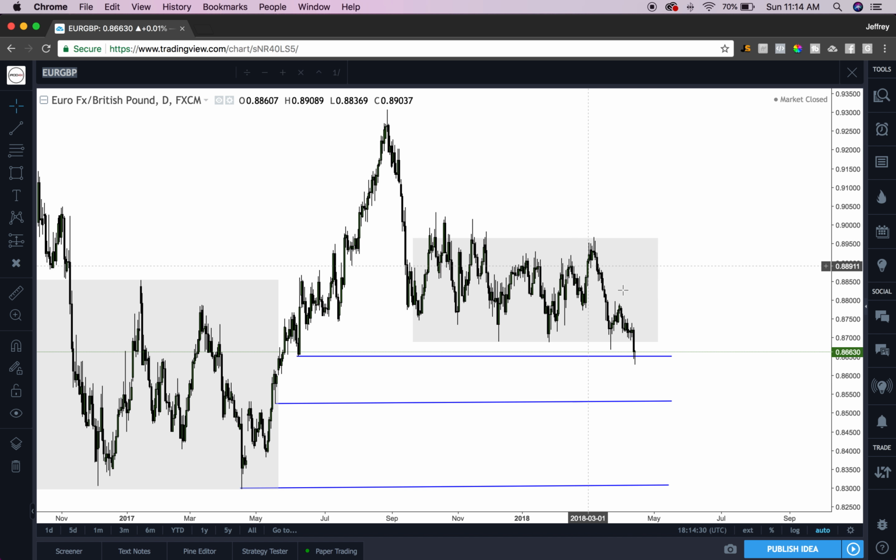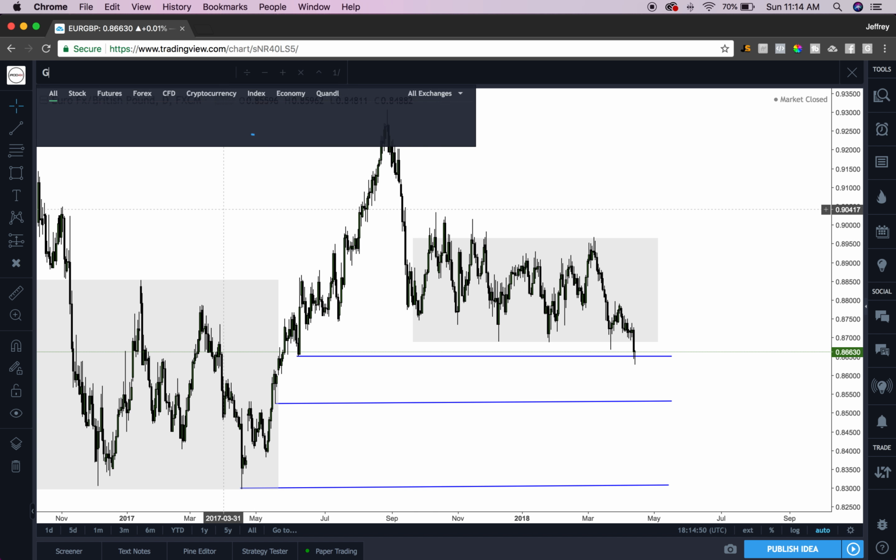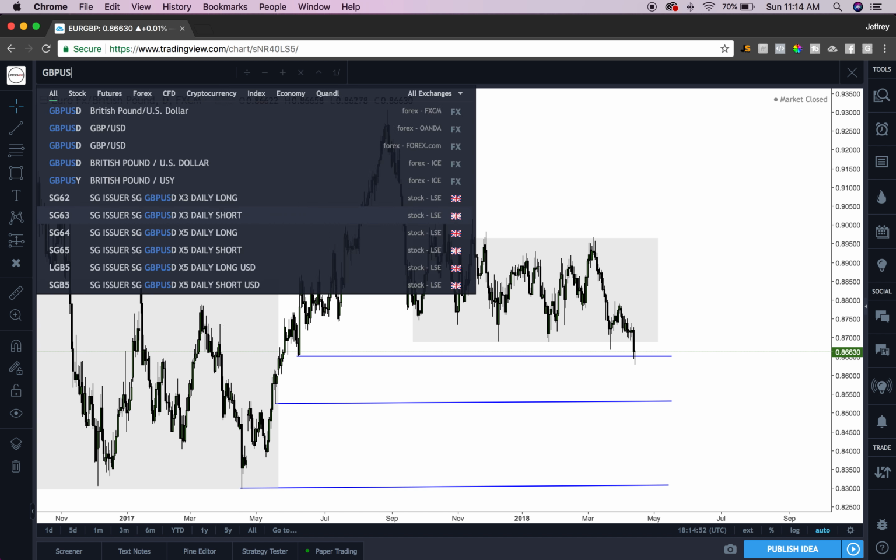If we pull back within this consolidation, then we're either going to move sideways or look to take out the consolidation high. And if that's the case, then obviously at that point we'll have to switch our bias on Euro and cable. So with that being said, let's take a look at GBP USD.